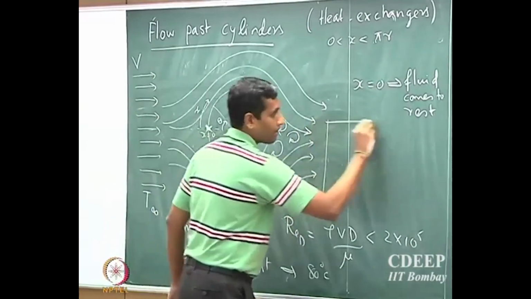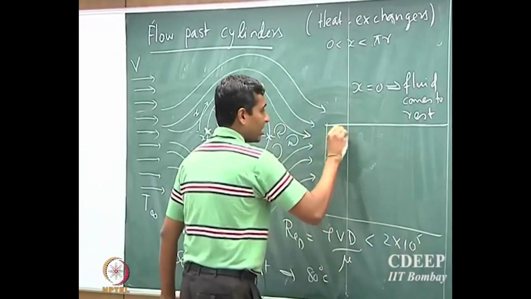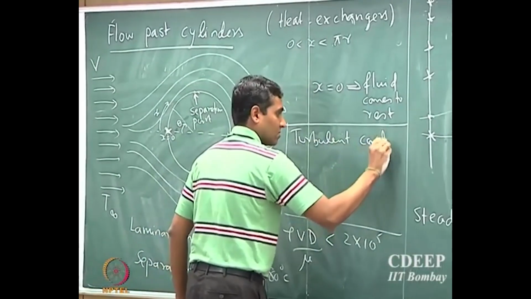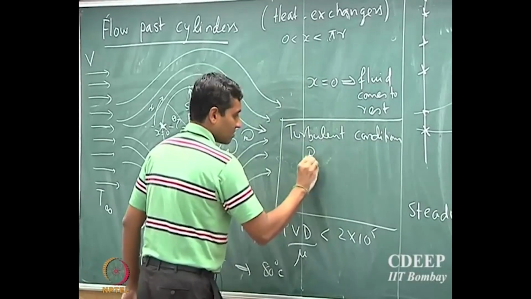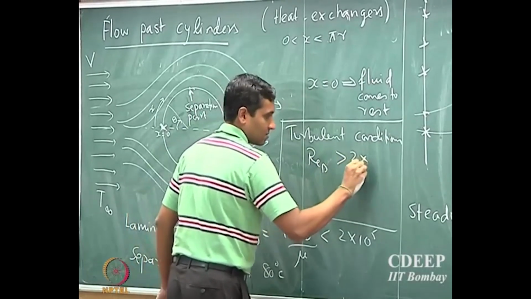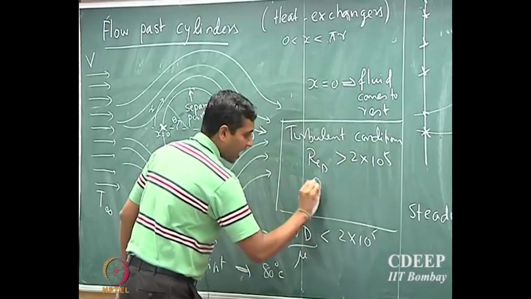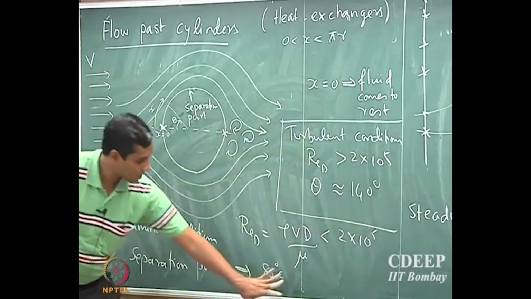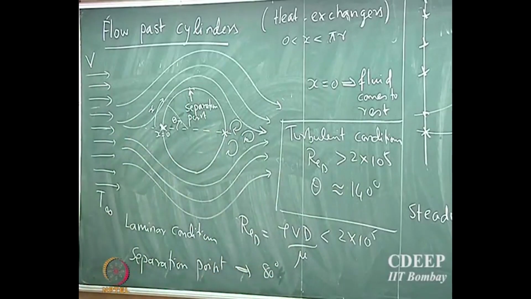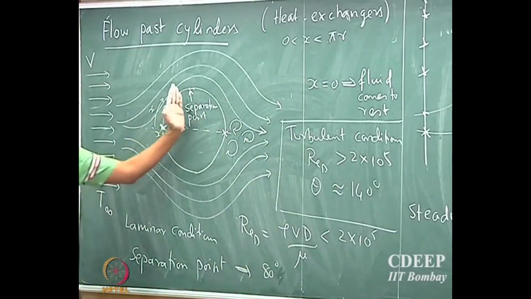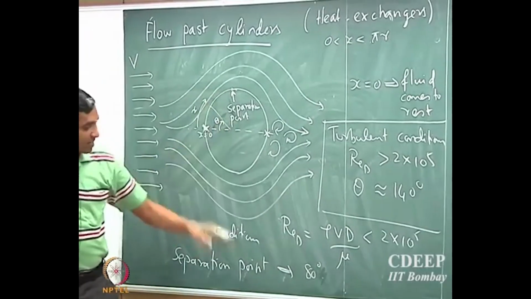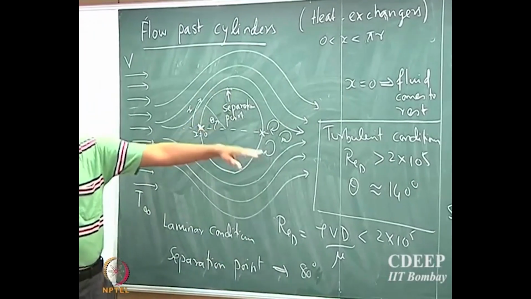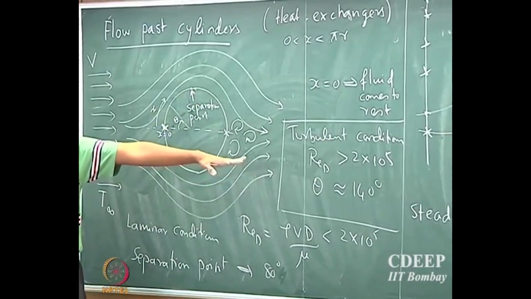the angle of separation is about 140 degrees. So the separation point occurs at 80 degree angle when it is laminar condition, while when it is turbulent condition it occurs at 140 degrees.